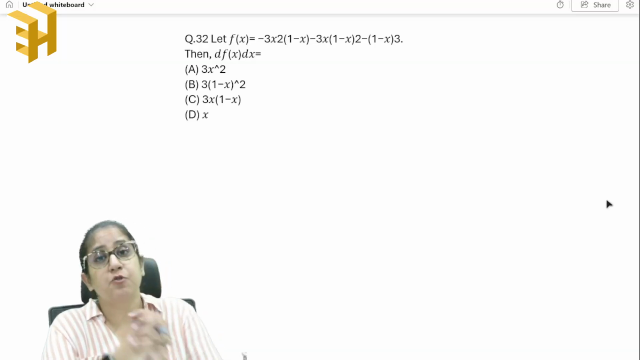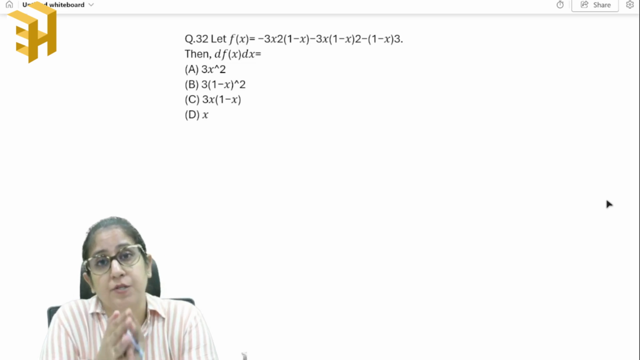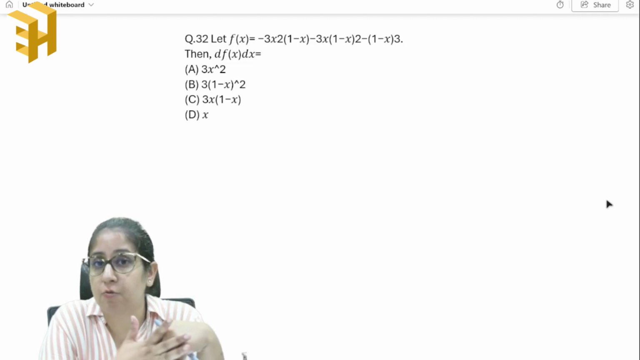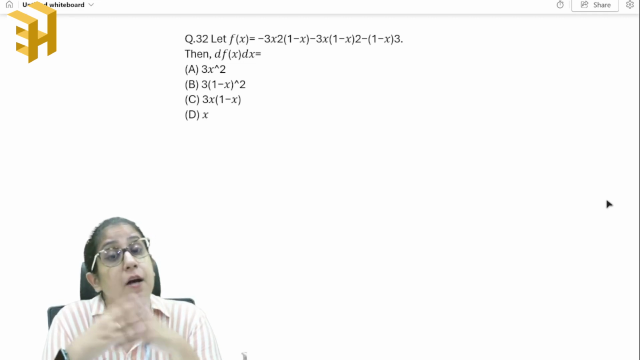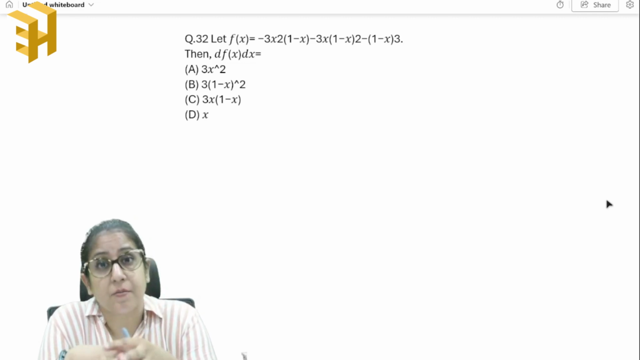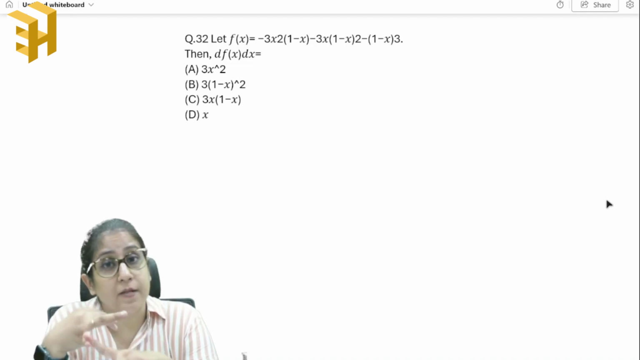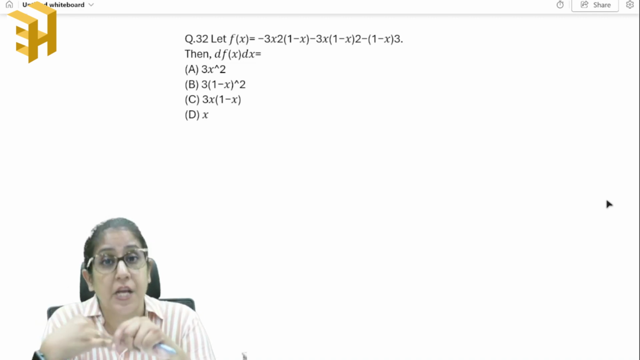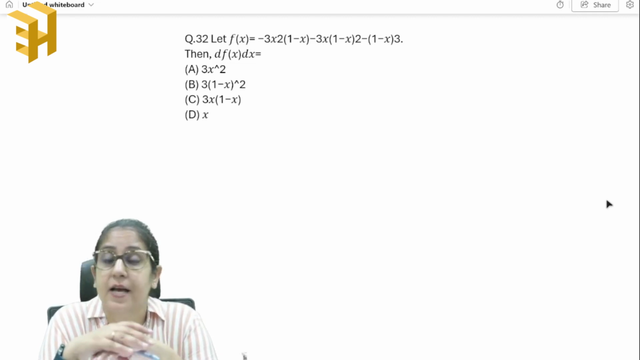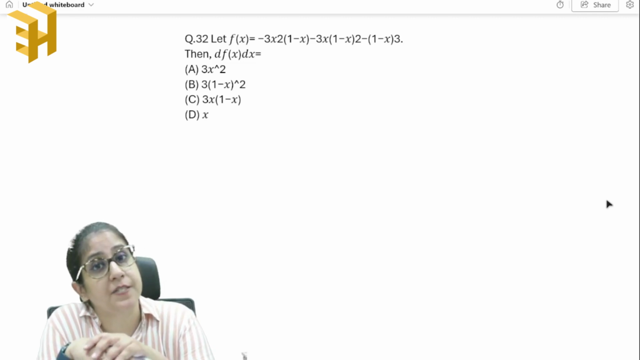A lot of times students come up with this query: how to deal with the mathematical questions, and all such difficult differentiation and integration questions that come up in the exam. The only solution that we provide them is that you need to be very thorough with your 12th class differentiation, integration, sets and matrices.